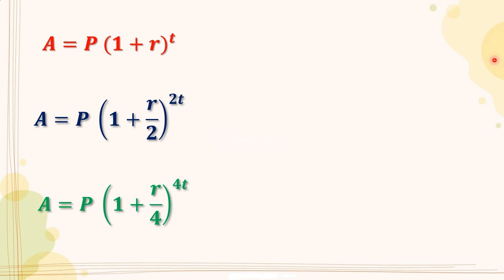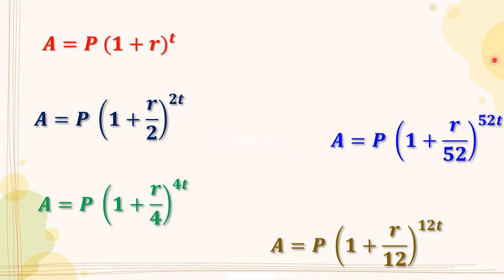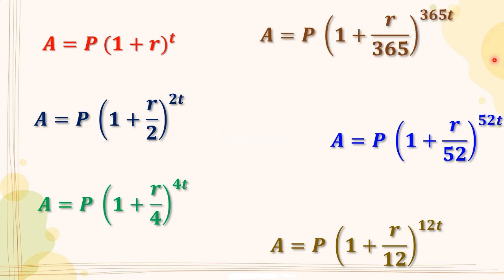Similarly, for monthly compounding, it will be (1 plus R divided by 12) to the power 12t. And likewise, from monthly to weekly, it will be R divided by 52 to the power 52t. And again, if we go further, it will be a daily compounding rate of interest. Then in that case, R divided by 365 to the power 365t.